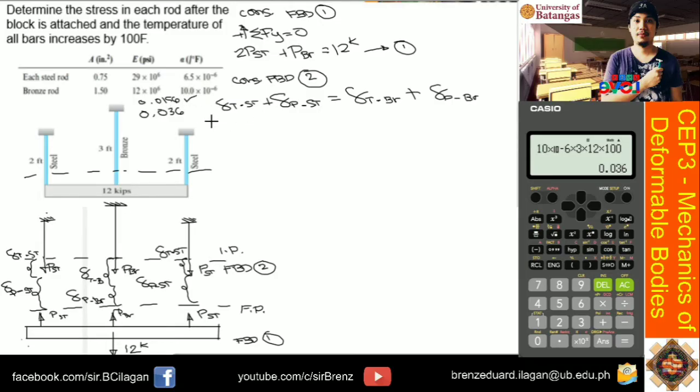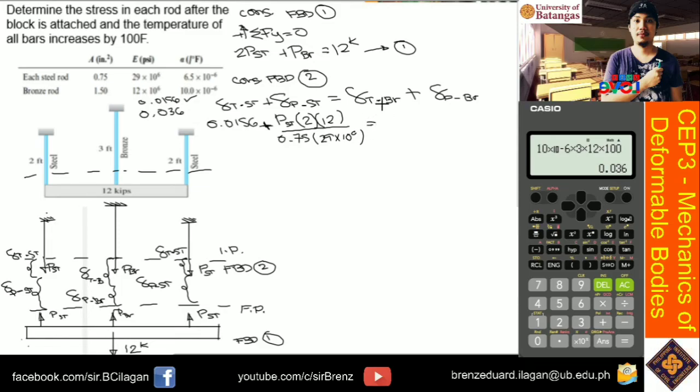So ito, di ba? Tama ba? Sulat na lang natin 0.0 para hindi na natin sulat yung equation. Plus, so di ba meron tayong P o yung actual deformation na plae. So P of the steel multiply by the length of the steel rod na 2. So again, multiply mo ng 12 to make it in inches over A na 0.75 and then multiply by 29 times 10 to the 6.